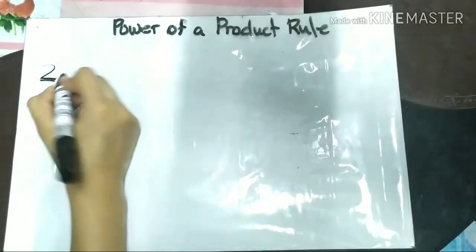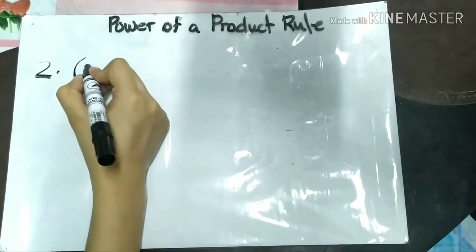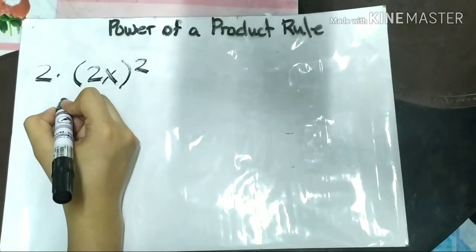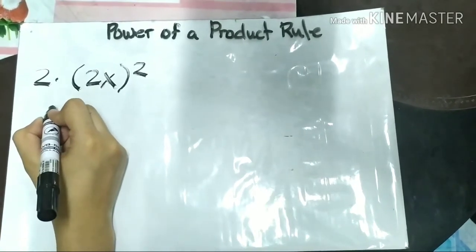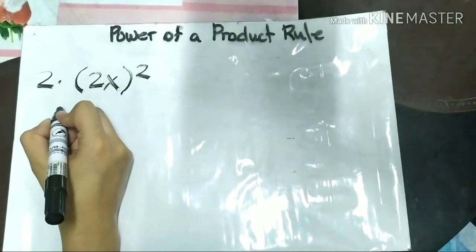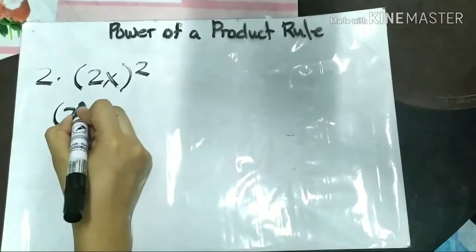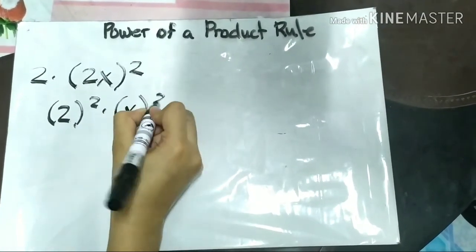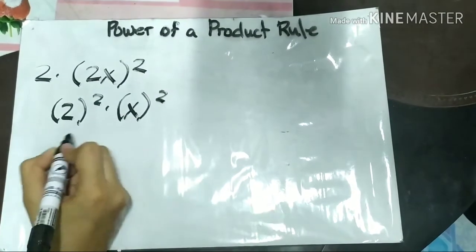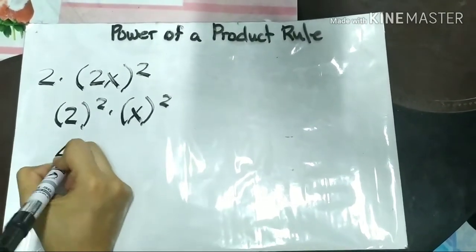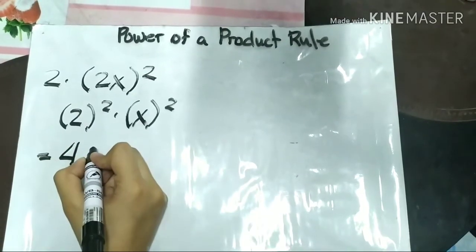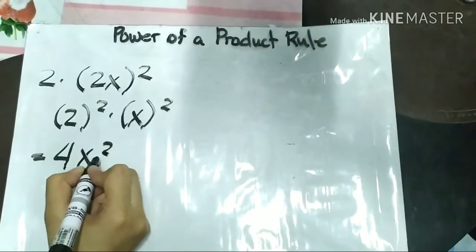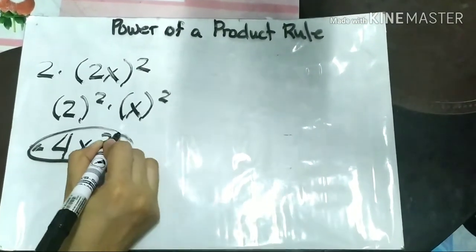Proceeding to example number 2, which is quantity 2x to the power of 2. Same with number 1. In the law of exponent, you need to square first the terms inside the parentheses. So, 2 squared multiplied by x squared, then solve the two terms, which is 2 squared is equal to 4 and x squared will remain x squared since there's no constant, so the final answer will be 4x squared.